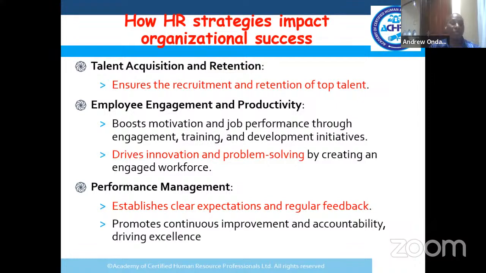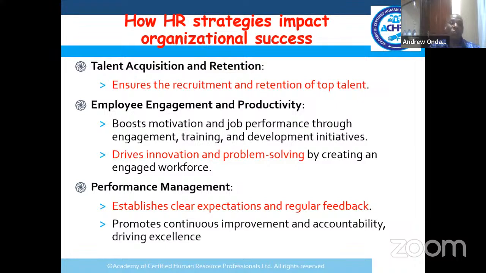Secondly is employee engagement and productivity. We have said that employee engagement has to do with two things. One, that they identify and develop a sense of belonging to the organization. And secondly, they are involved in organizational decision making. So how does this help an organization to succeed? I've indicated two points there, but in the interest of time, I will talk about the highlighted one, that it drives innovation and problem solving.